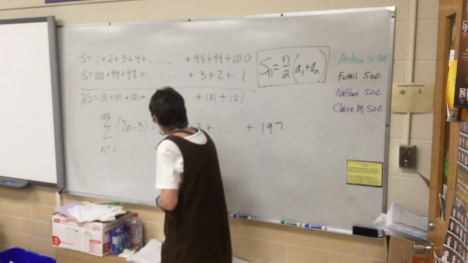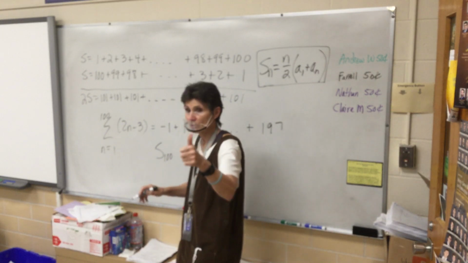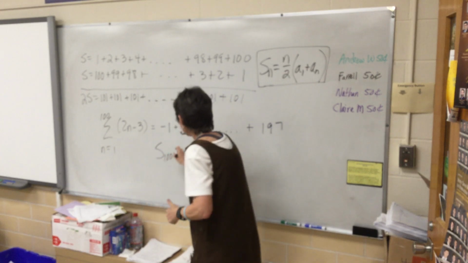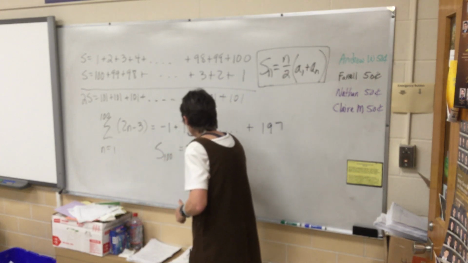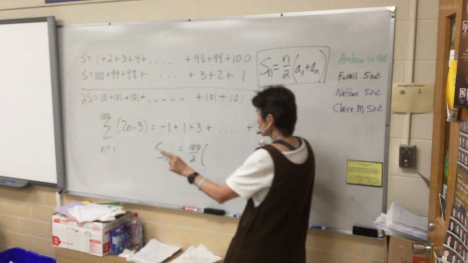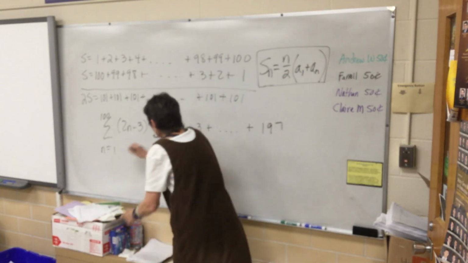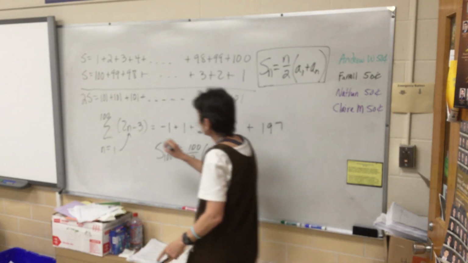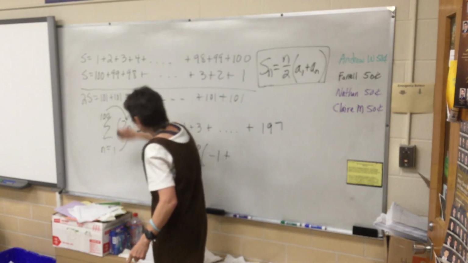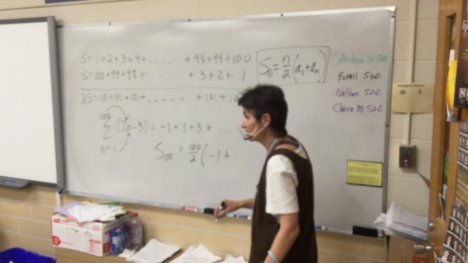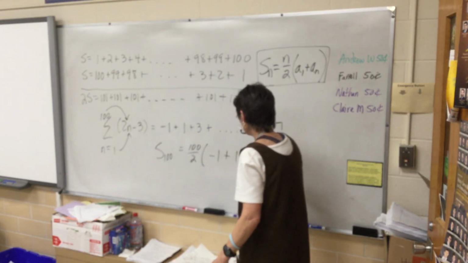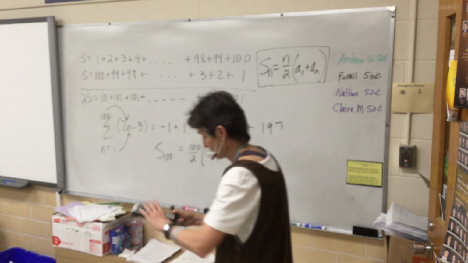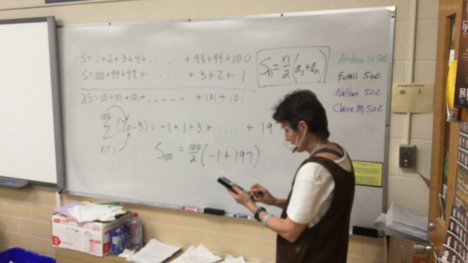We are adding up 100 terms. Would you agree with me? If I start at 1 and count to 100, that's 100 terms. So my formula will be 100 over 2. My first term, I already figured out, but I got it by putting in 1, so that was negative 1. And my last term, I get by plugging in 100. So that was 197. I'll just put that in my calculator, and that will be the sum.